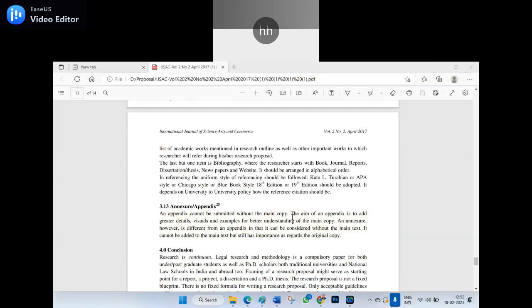But I found many things are missing. Chapterization is missing, the questionnaire is missing, and the style you are supposed to follow should also be used uniformly. That is the American Psychological Association style, with footnotes, as the guide has directed. But still, you have to see the model, how they wrote it, and write in the same manner.